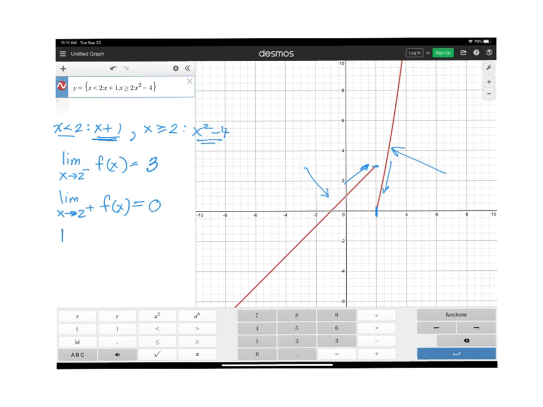Once again, if I asked you what the limit as x approaches 2 of f of x is, since these two values do not equal one another, we have to say it does not exist.